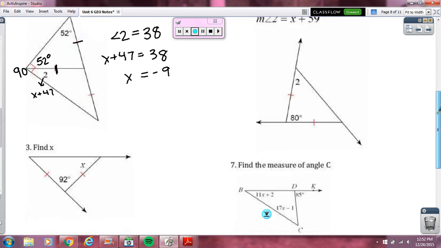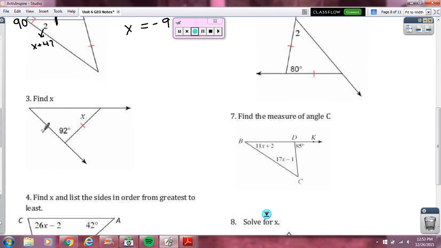Moving on. Numero tres. I see these markings. That means that the two angles across from those legs must be the same. So x plus 92 equals 180. If I do 180 minus 92, I get 88. And then I'm going to have to divide that 88 evenly amongst those two x's. So x equals 44.